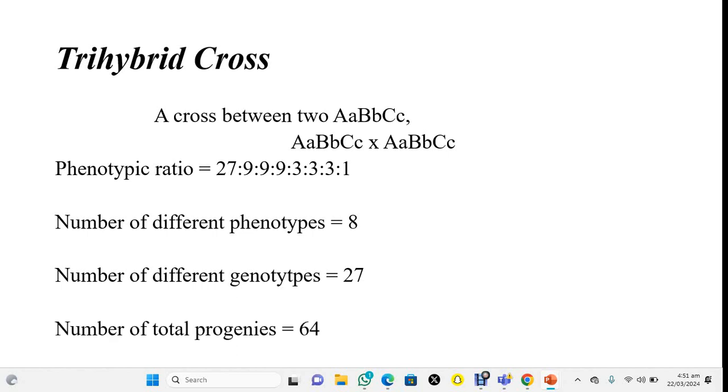Then the number of total progenies, that is the total population. As I said earlier, total population is calculated by 4 to the power n. So 4 to the power 3 in this case is going to be 64. Or you could equally add the numbers in the phenotypic ratio, then get 64.